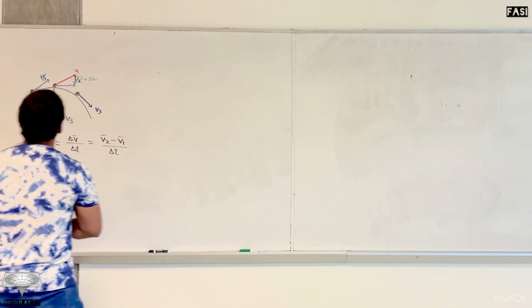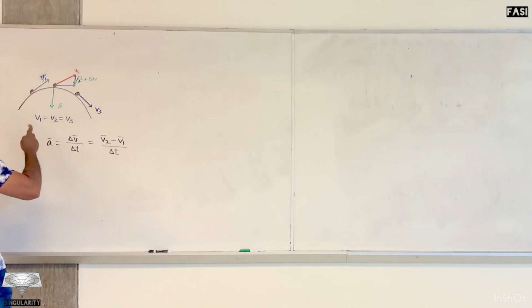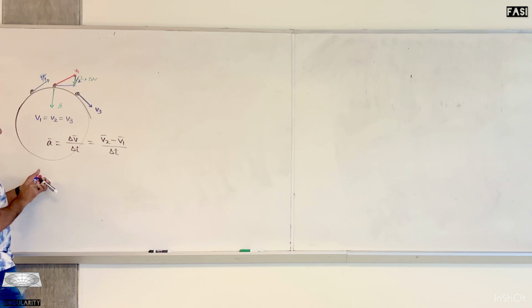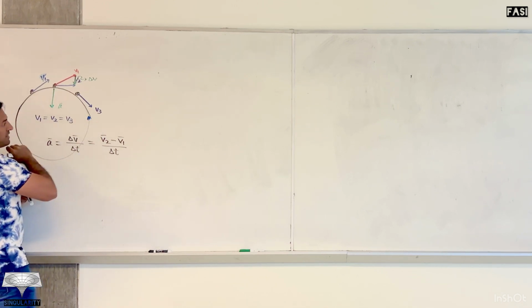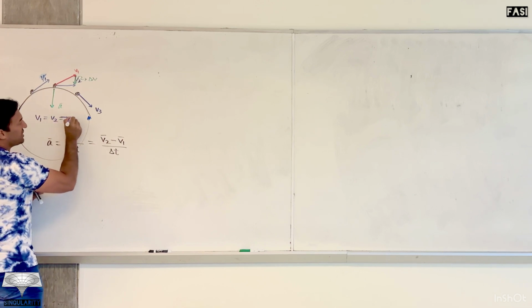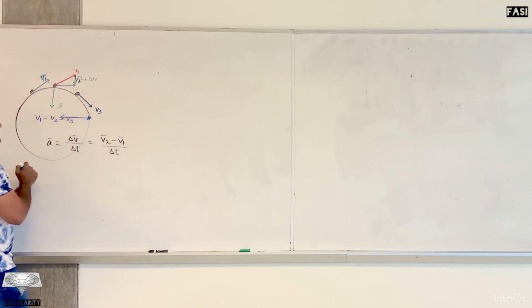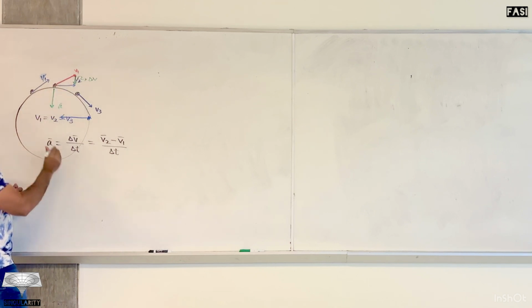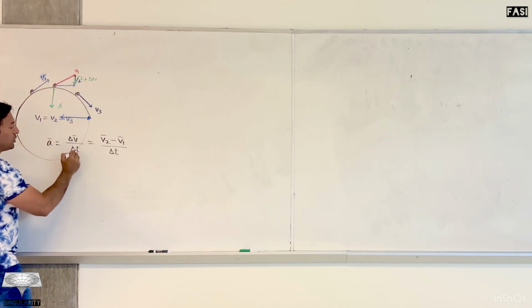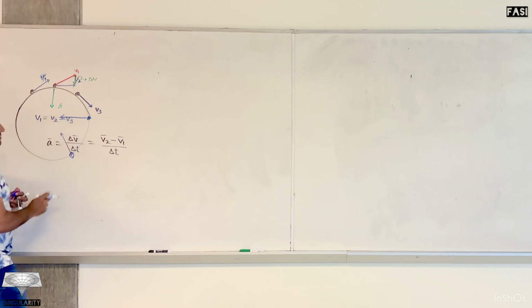Like if you were to complete this circular path into some sort of circle, because this is part of some circle. And if you were to complete it, and then check the direction of acceleration at this point, when the car is at this point, you would find that the direction of acceleration turns out to be this one, exactly by adding two different velocity vectors.